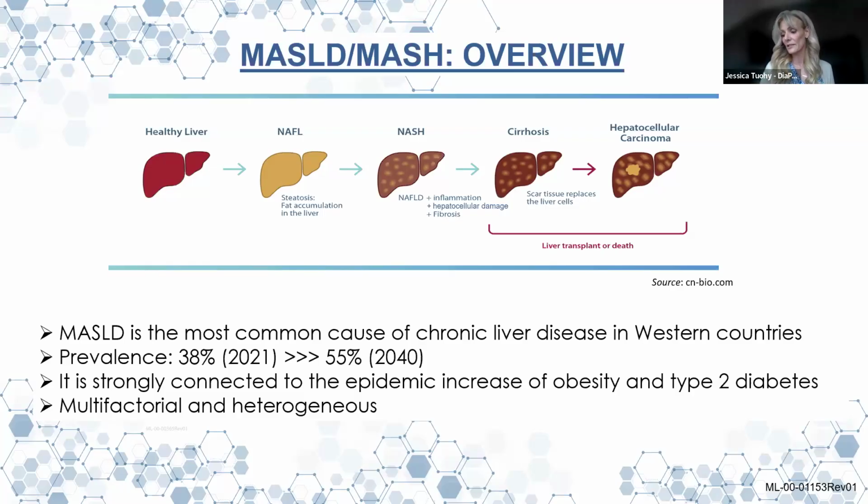The increase in prevalence is strongly connected to the epidemic increase in obesity and type 2 diabetes. MASLD is a complex and multifactorial disease. MASH progression results from numerous events originating within the liver, as well as signals from the adipose tissue and the GI tract. One thing to point out is that MASLD is generally a very slowly progressing disease, so it can take years or even decades to progress from steatosis to cirrhosis. And I'll come back to that point in just a couple more slides.